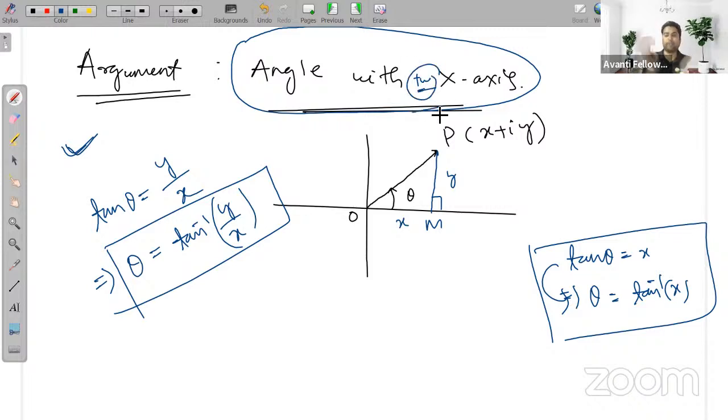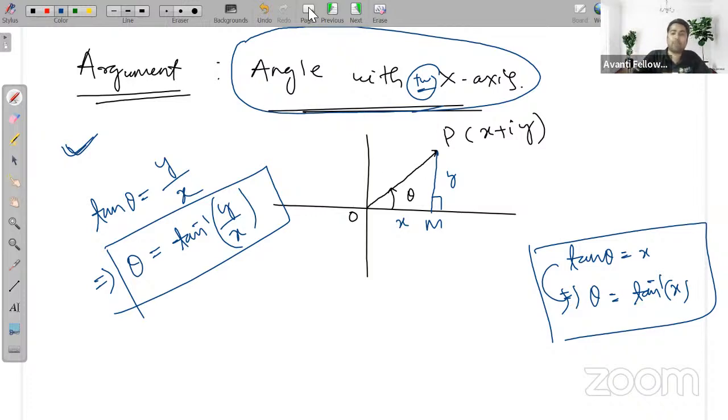Okay, so this is all about your argument. In the next class, we'll start from argument, how to find the argument of any complex number, whether it is present in the first quadrant, second, third or fourth. Anywhere it can be, we will try to find the argument of a complex number in the next class, and we'll also see how to find the polar form and Euler's form.